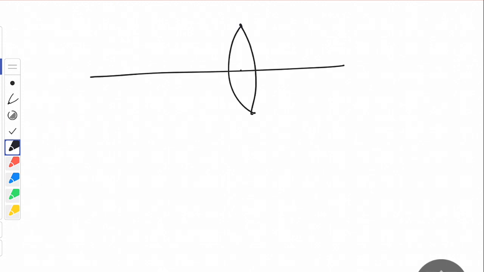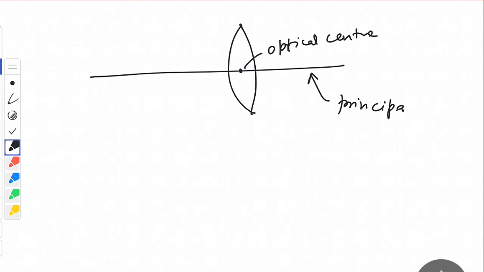Now, in case of a mirror, this center was called a pole. Here, this is not called a pole. The center is called optical center. There's a small difference. Okay, this is called optical center. What about this line? What is the line called? This line is called principal axis. Same as in the case of a mirror. Principal axis.